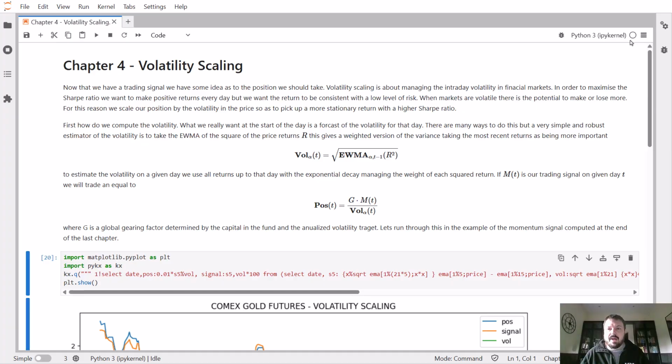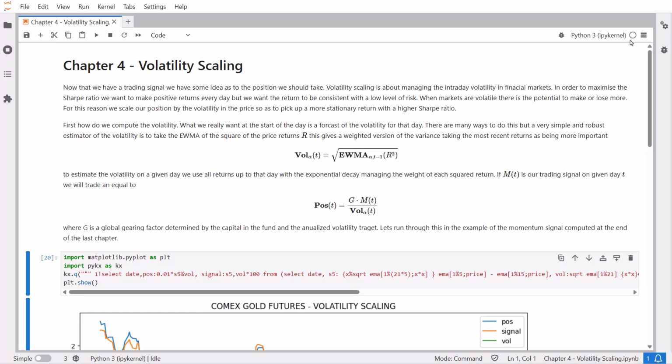Volatility scaling is about managing the intraday volatility in financial markets in order to maximize the Sharpe ratio. We want to make positive returns every day, but we also want to make them in a consistent manner with a low level of risk. When markets are volatile, there's potential to make or lose more. For this reason, we scale our position by the volatility in the price so as to pick up a more stationary return with a higher Sharpe ratio.